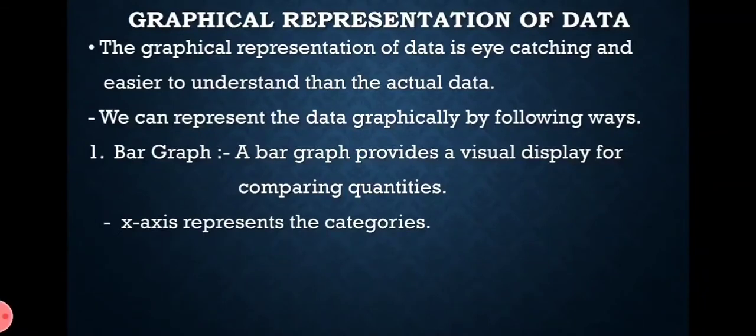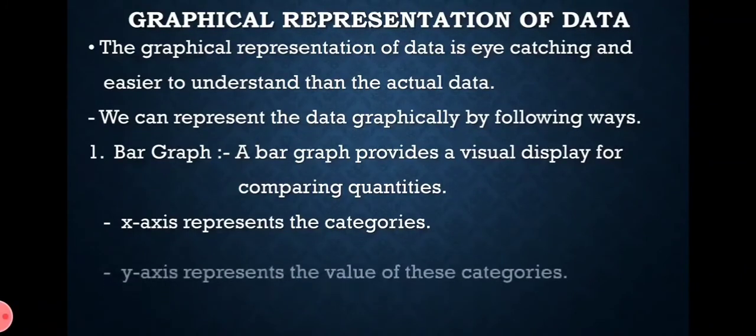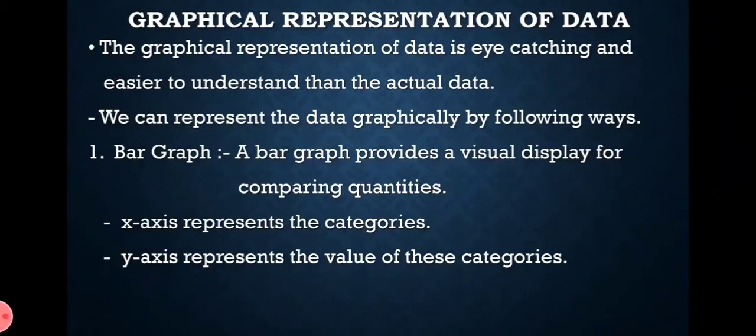Now, for representing this type of graph, that is bar graph, we take the categories on the x-axis. Means the x-axis represents the categories, while the y-axis represents the value of these categories. Whatever category is given, we will take on the x-axis, and whatever the frequency for the respective category is given, we will take on the y-axis. So the x-axis represents the categories, the y-axis represents the value of these categories.